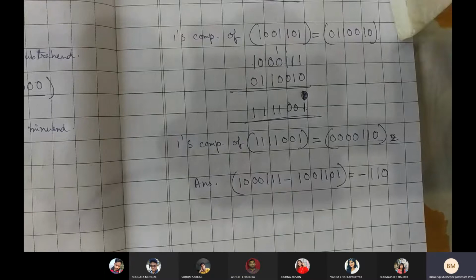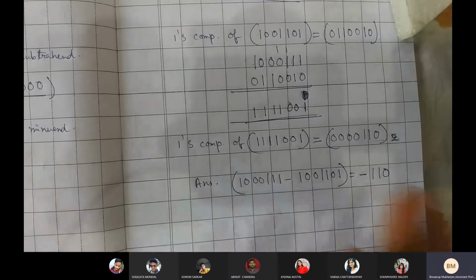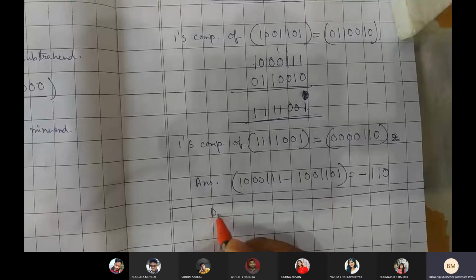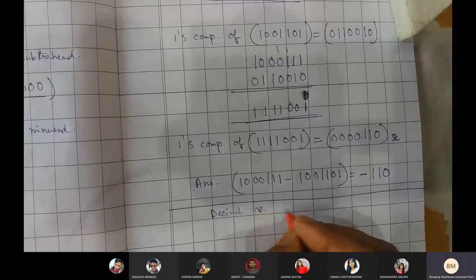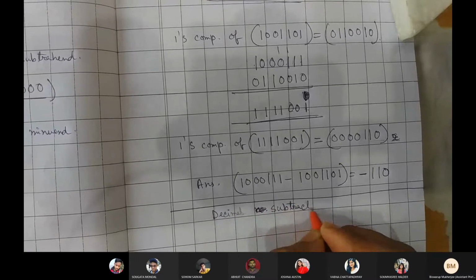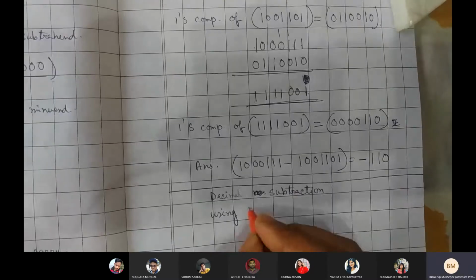Yes, sir. Fine. So that is how we can make a subtraction for the decimal number system using nines complement, and for the binary number system using ones complement. Let me come to the other one. Again for decimal number system, subtraction using tens complement.